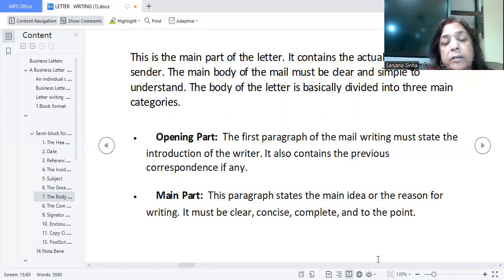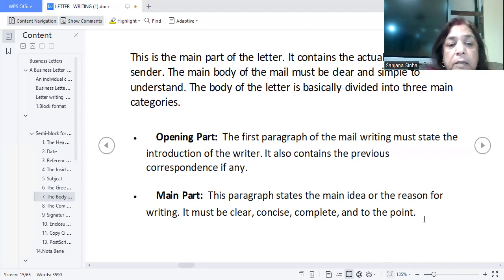Like, dear Mr. Sharma, we received a letter dated so and so. It means you are referring back to the letter. If you have already written a letter or received one, or if this is the second time that you're writing, you mention it. When you're writing the first time, you do not need to write anything else. Just mention your name and your introduction.